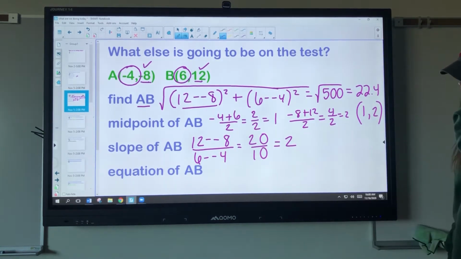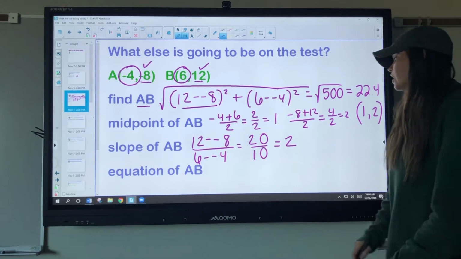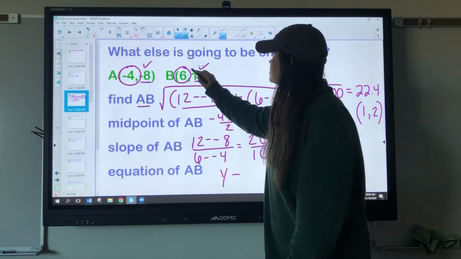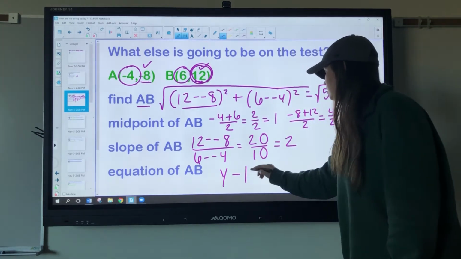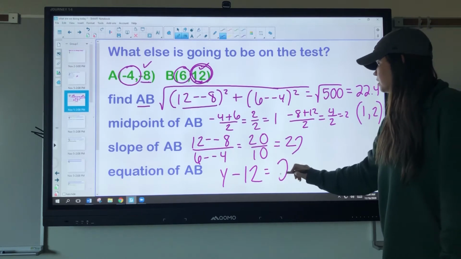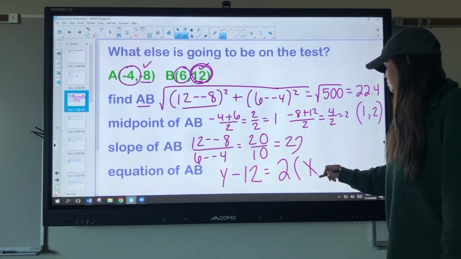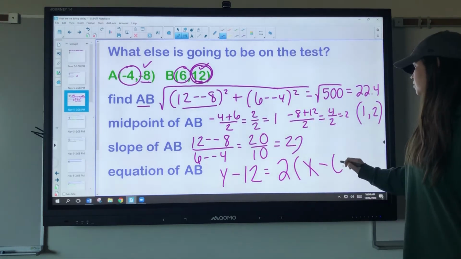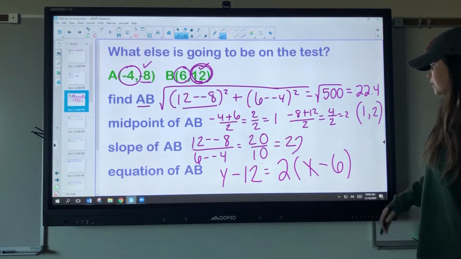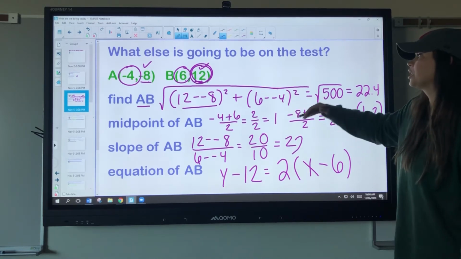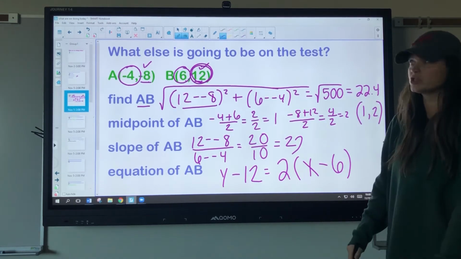And the last one, the linear equation of AB. That's where you take y minus and you pick one of these y's. So let's use 12. You put the slope in the middle, so this 2 will go in the middle. And then you put the x at the front, so you take the 6 and put that at the back. So that's the point slope formula, the slope formula, the midpoint formula, the distance formula. That's all review from chapter 1.